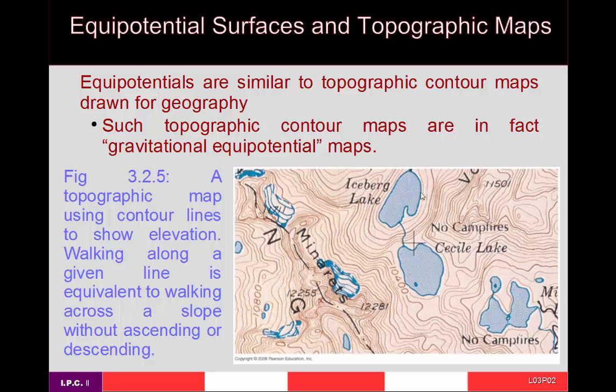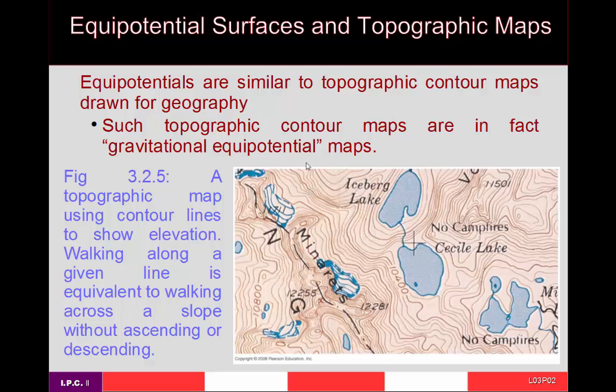These curves that are on this topographical map actually represent what might be called gravitational equipotential lines or surfaces, in this case really lines, because everywhere upon the line you're the same height above sea level, which also means you're the same distance roughly from the center of the Earth, and hence you're at the same potential energy, gravitationally speaking.